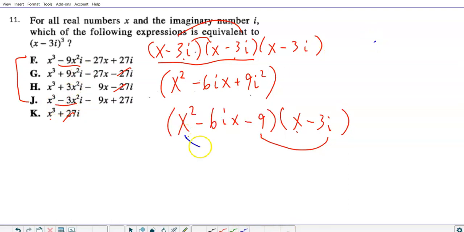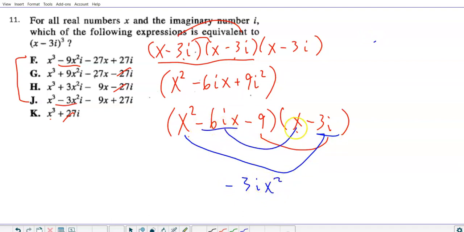So if I multiply x squared times this number, I would get negative 3ix squared. If I multiply this one times the x, I would get minus 6ix squared. That's going to be negative 9. It's got to be F at that point.